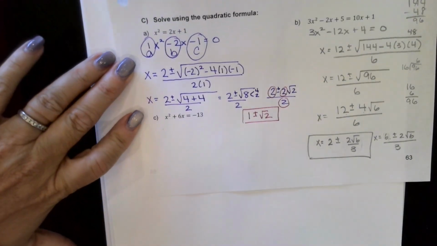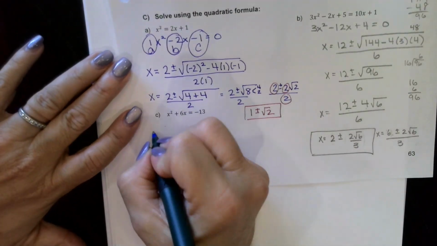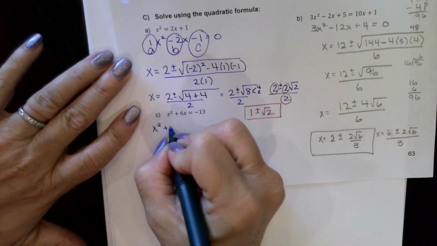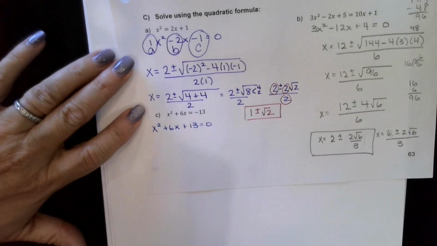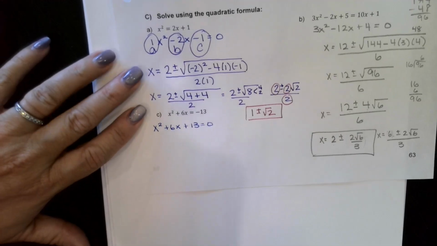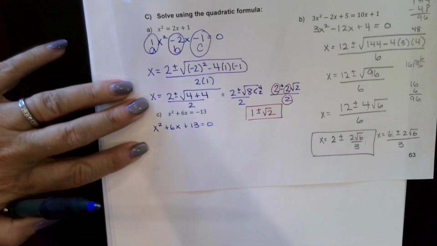All right, last one. I'm going to move this over, so I would have x squared plus 6x plus 13 equals 0. Okay, actually, you know what? I'm going to pause this. I'm going to solve this, and you solve it, and we'll check our answers.